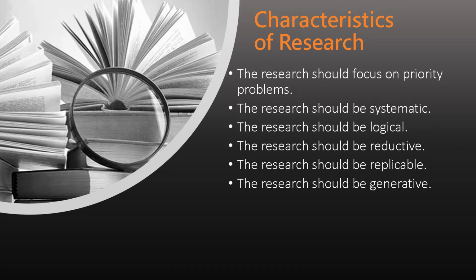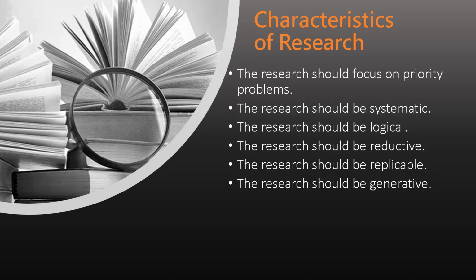What are the characteristics of research? First, the research should focus on priority problems, meaning that the study is timely, significant, and relevant, that may benefit the stakeholders, and also enhance, develop, or produce something that may also benefit the academy, the society, and others. Next, the research should be systematic. Everything should also be logical.